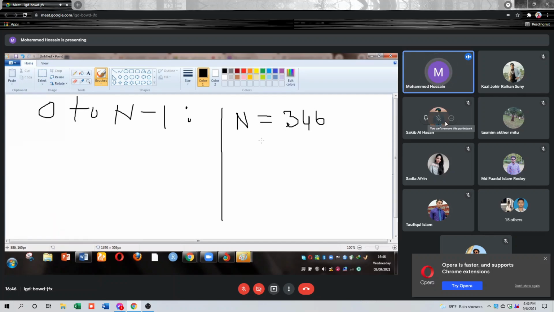Suppose this represents the number of schools. Number of primary schools of, say, Kapashia Upazila or Gazipur district. Like this. Number of primary schools where? Gazipur district. Okay.